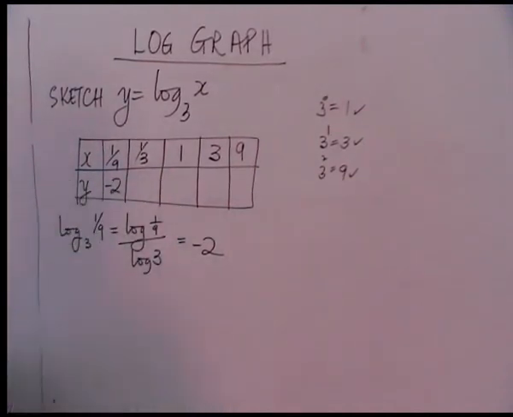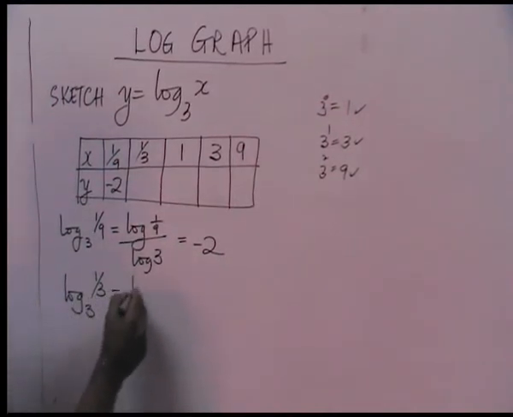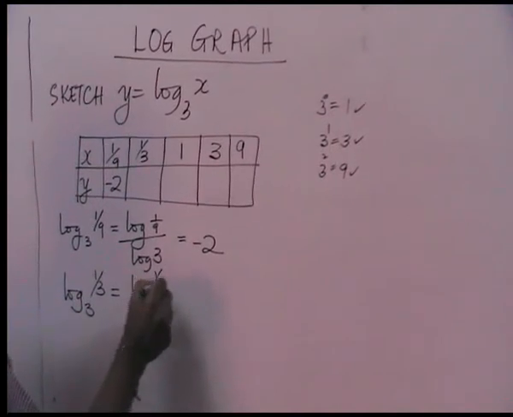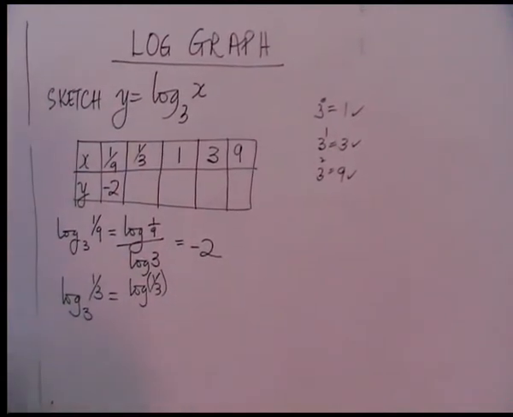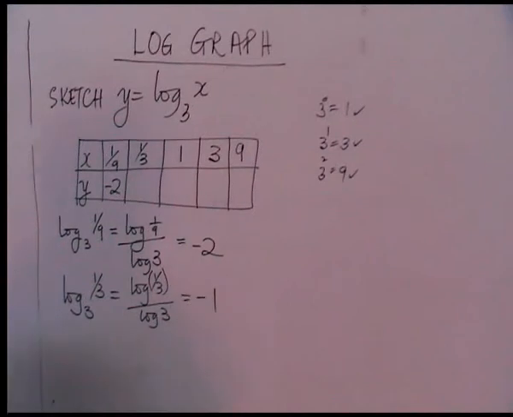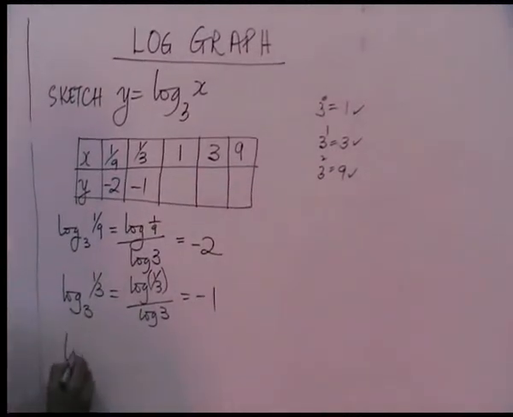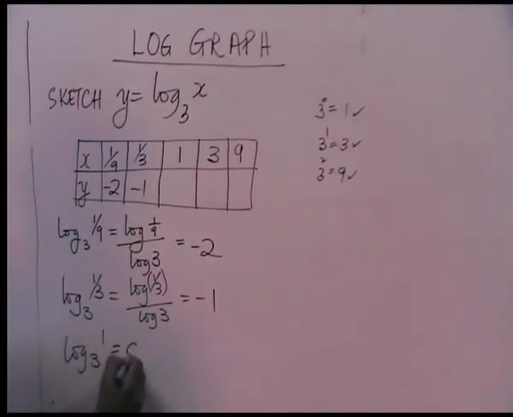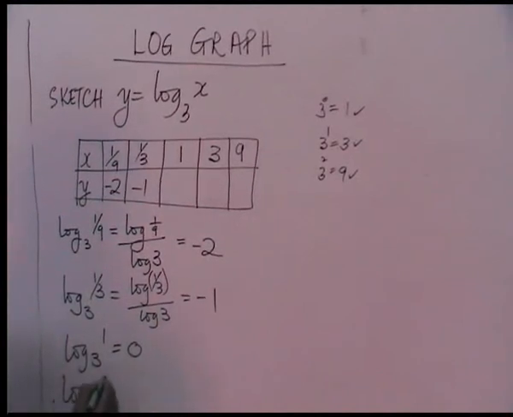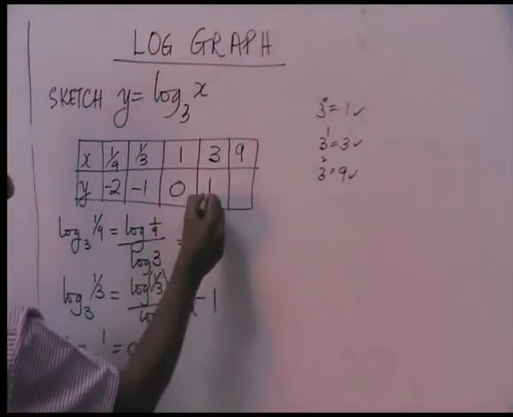Next one, log of 1/3 to the base 3 is equal to log 1/3 all over log 3. Be careful how you put this in the calculator. Make sure you put it in a bracket. And you get minus 1. And similarly you continue. Log of 1 to the base 3 is equal to 0. Log of 3 to the base 3 is equal to 1. Log of 9 to the base 3 is equal to 2. Keep changing base, putting it in the calculator, and you get the values 0, 1, 2.